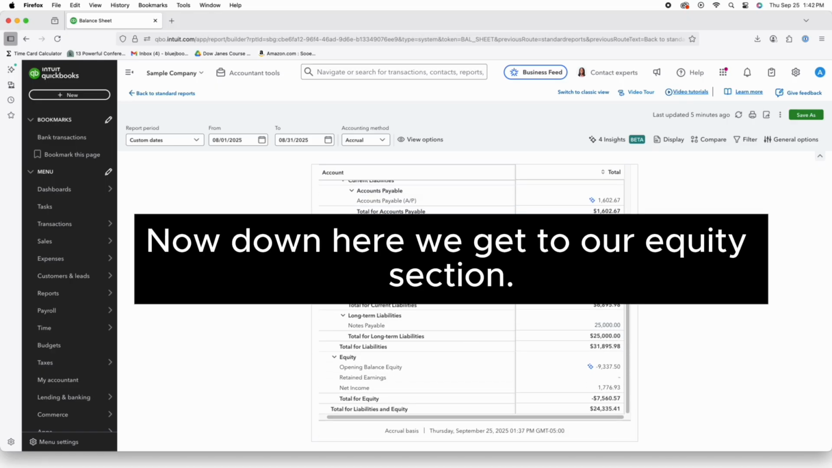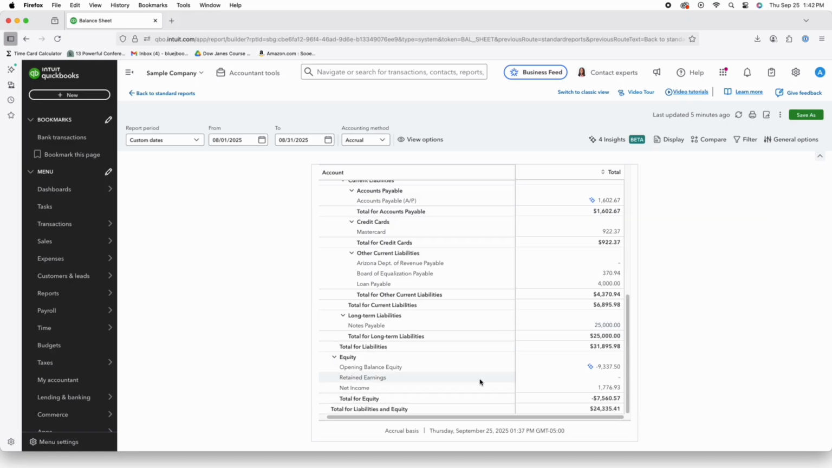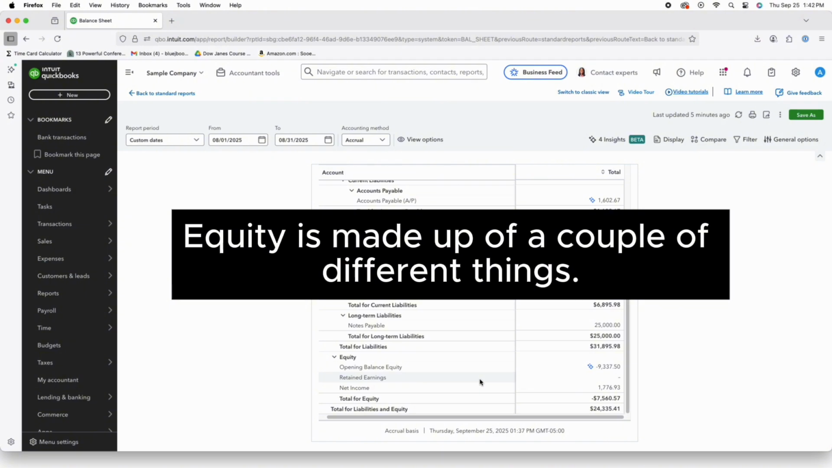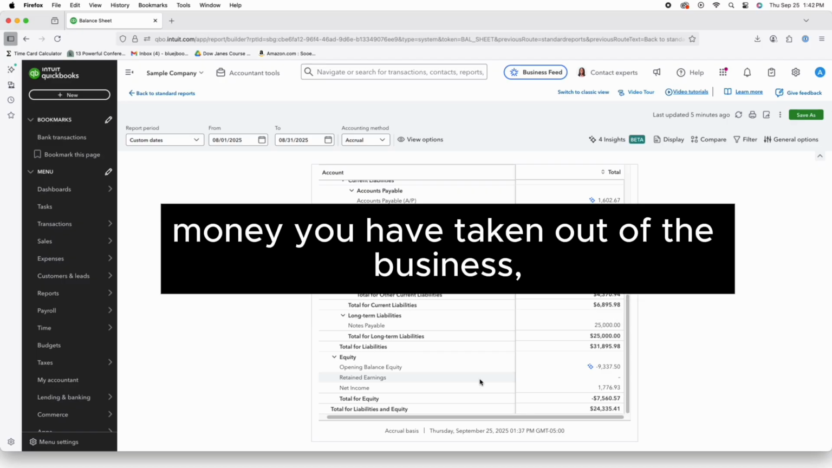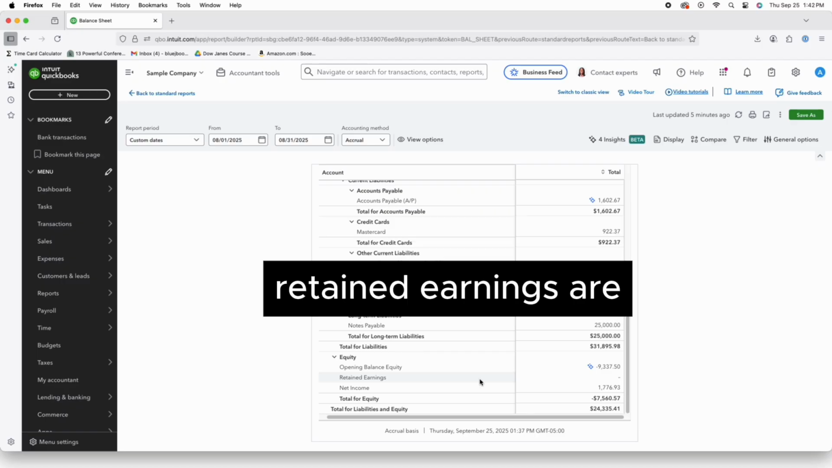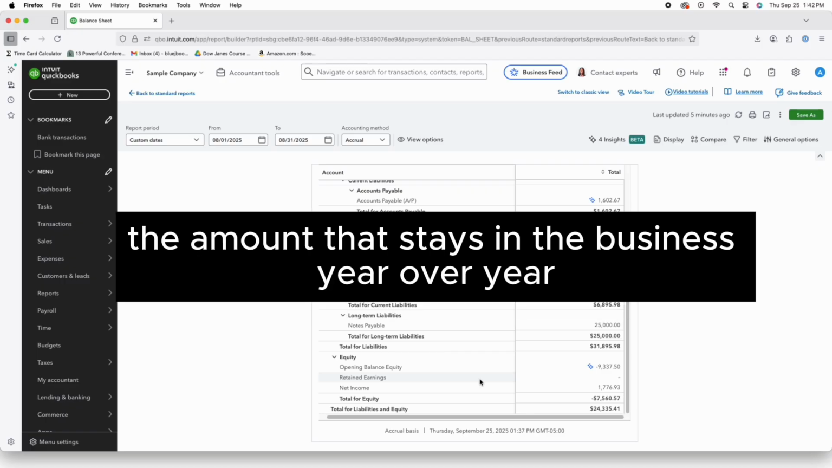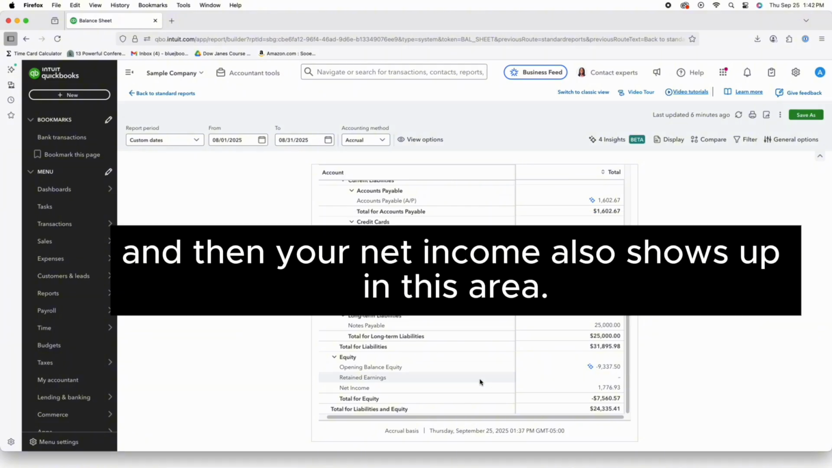Now down here we get to our equity section. Equity is made up of a couple of different things. This would be money you have put into the business, money you have taken out of the business. Retained earnings are the amount that stays in the business year over year. And then your net income also shows up in this area.